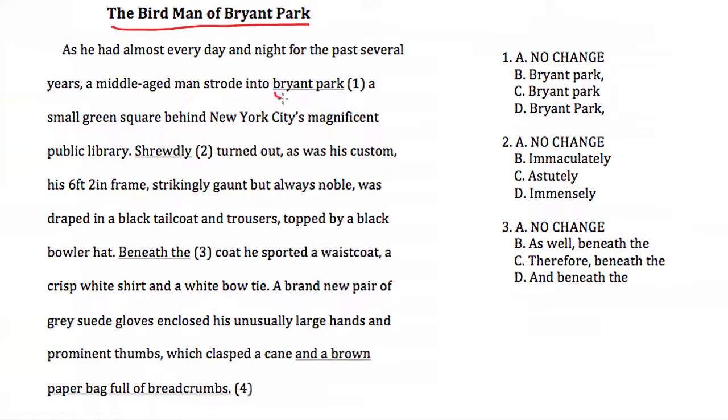Question 1 is asking just about these two words right here, Bryant Park. Now our choices for question 1 are to leave it the way it is, to capitalize Bryant and to add a comma, to just capitalize Bryant, or to capitalize both Bryant and Park and add the comma. Well, Bryant Park is a name, so it's a proper noun. So I believe that both Bryant and Park should both be capitalized. And the only answer we have that does that is answer D. But before we select answer D, let's make sure that we want this comma here as well.